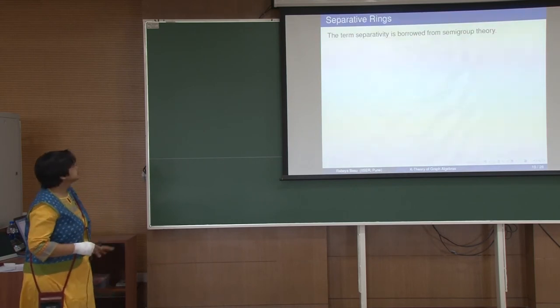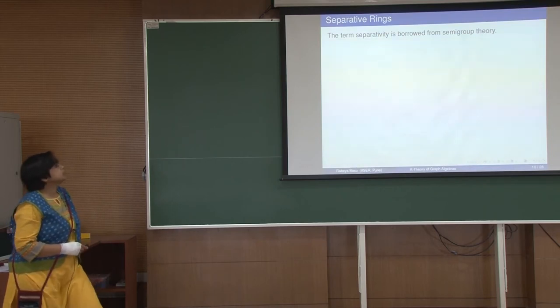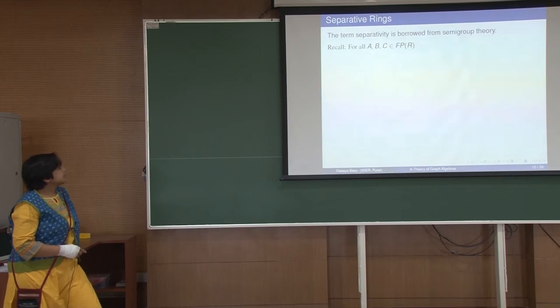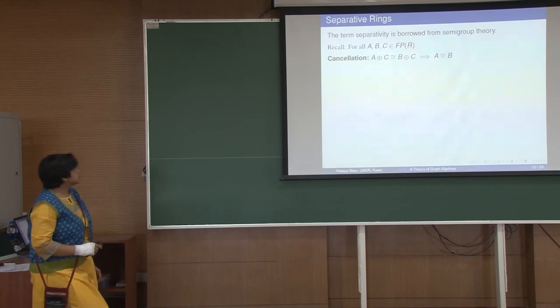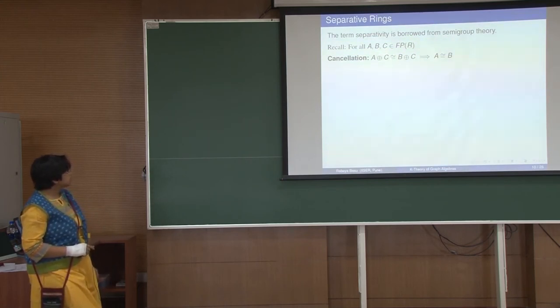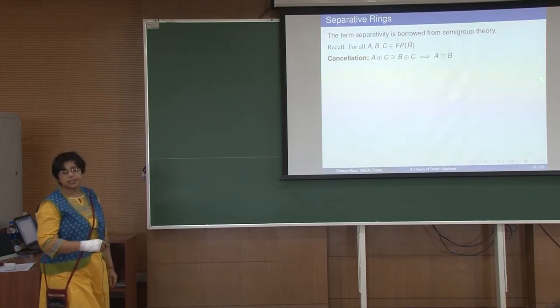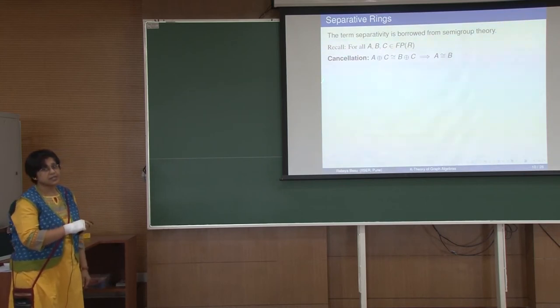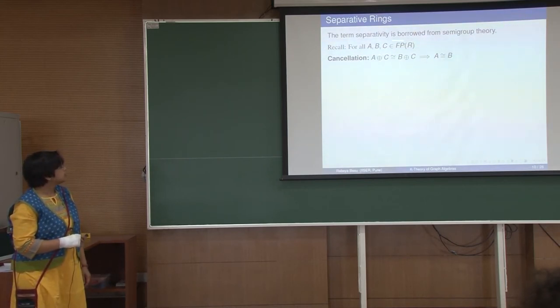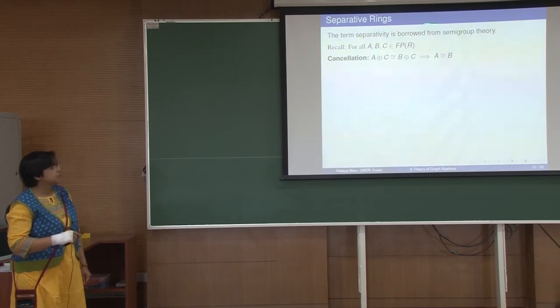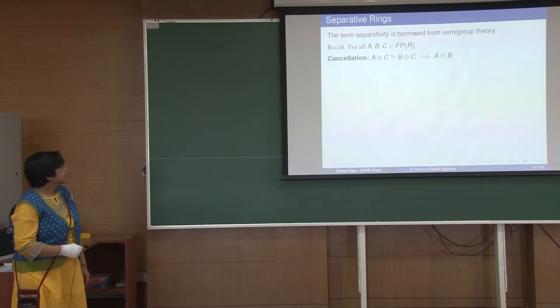So, separative rings. The term separative is borrowed from semigroup theory. For all A, B, C in FP(R), we say two projective modules are cancellative if A ⊕ C is isomorphic to B ⊕ C implies A is isomorphic to B. This cancellation property is very important, and many commutative algebraists and K-theorists use it, and it is one of the properties which was used to give a proof of Serre's conjecture. And still many people are working on these things.